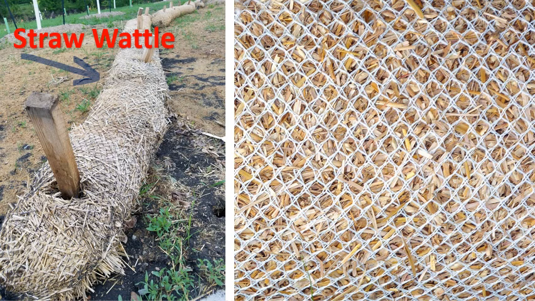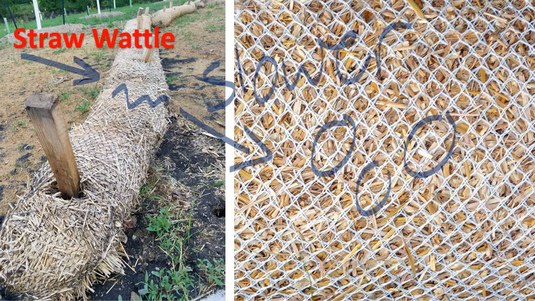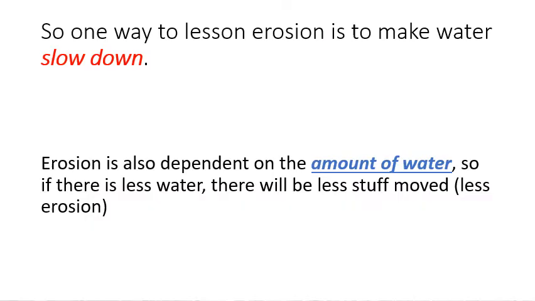Now the water can still manage to work its way through, because you can see this, the hay is open. It's a webbing. The water can get through there, but it takes a little time, so that when the water comes out on this side, it is now going slower. And slower water won't cause as much erosion as faster water. So a straw wattle is a roll of hay that is meant to make water slow down.